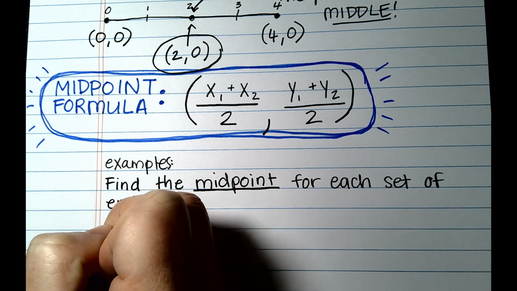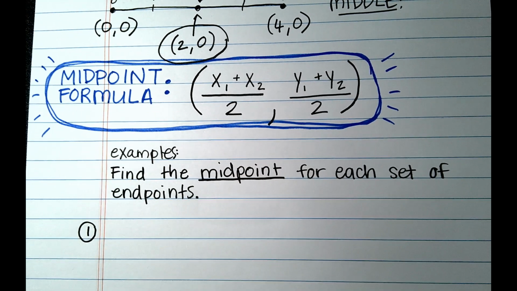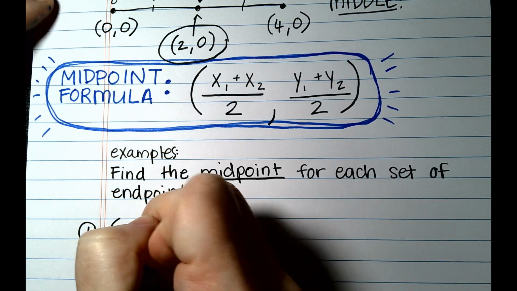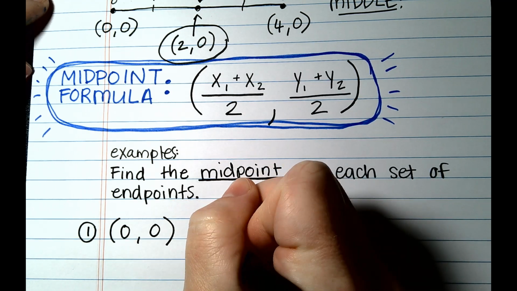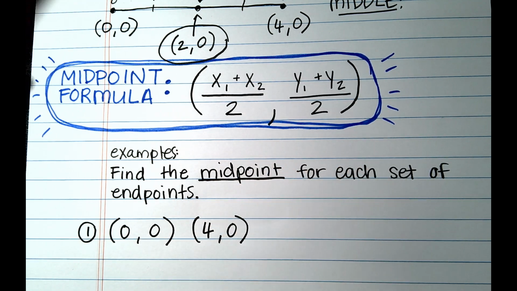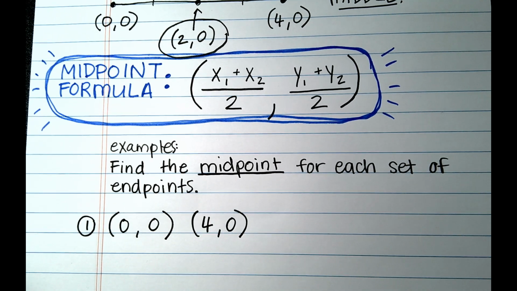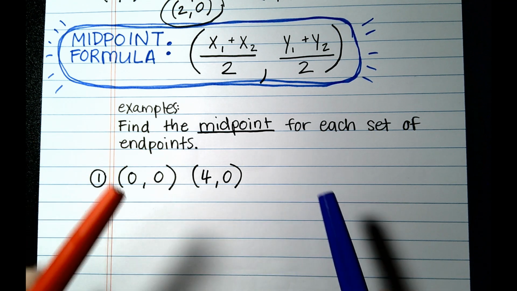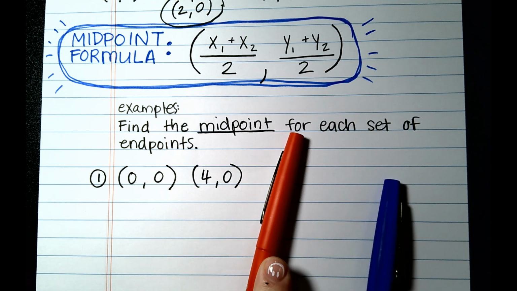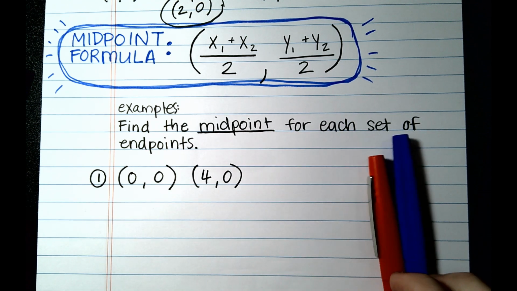So here will be our first example. We'll start simple. The set of endpoints I would give you is 0, 0 and 4, 0. So when we use this formula, I'm going to use some colors for this. You may remember from previous classes, anytime I am doing colors with X's and Y's, I use red for X, blue for Y, and I'm going to try to keep that pretty consistent.